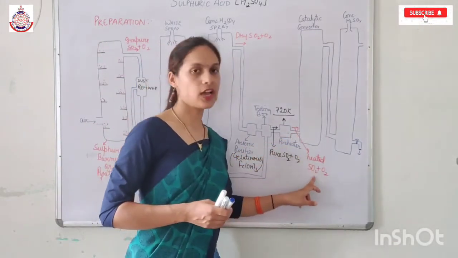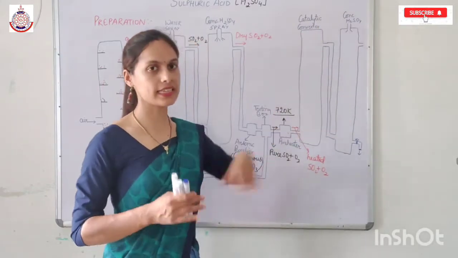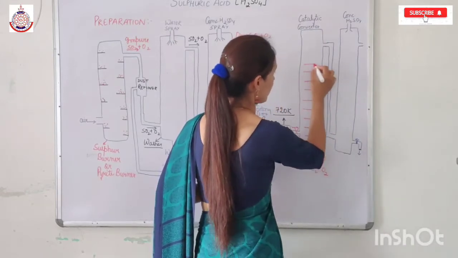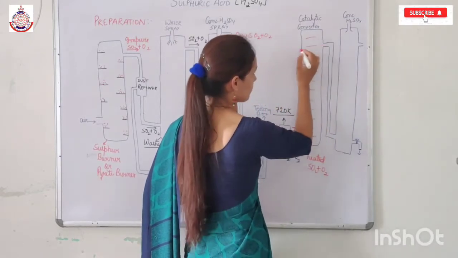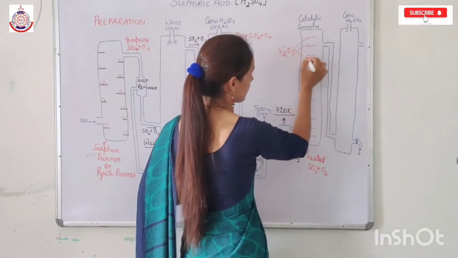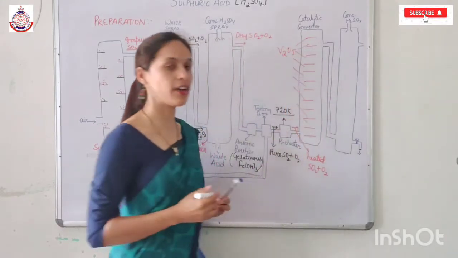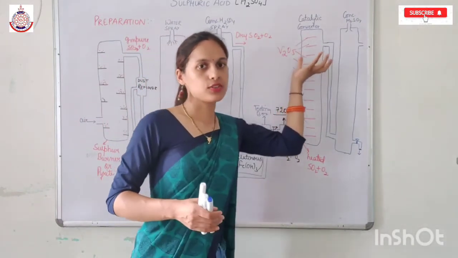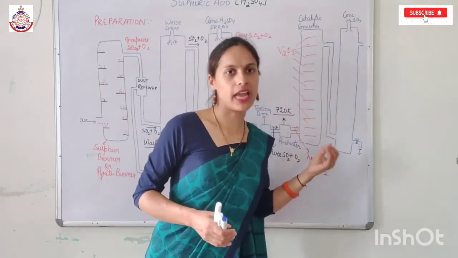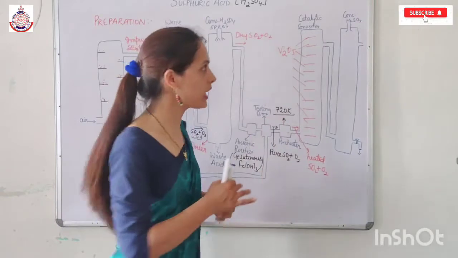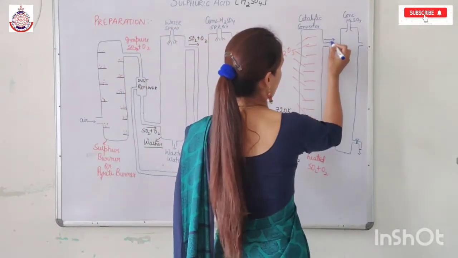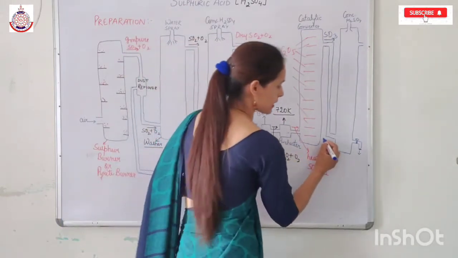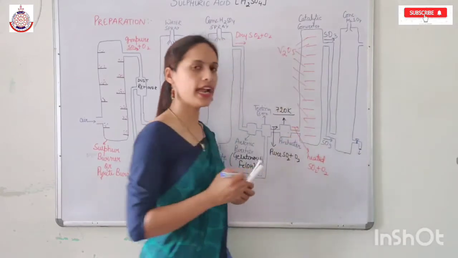Now the heated sulfur dioxide and oxygen enter the catalytic converter, which contains vanadium pentoxide as a catalyst. It means that in all these plates we have vanadium pentoxide. So SO2 and O2 move upward, and due to the presence of the vanadium pentoxide they get converted into SO3, and from here we get SO3. This SO3 will enter this particular chamber.